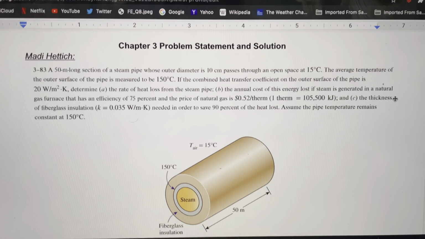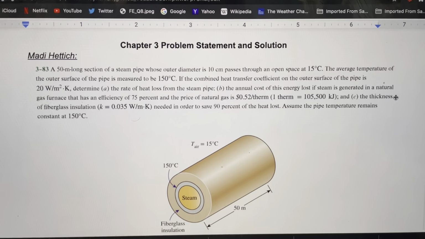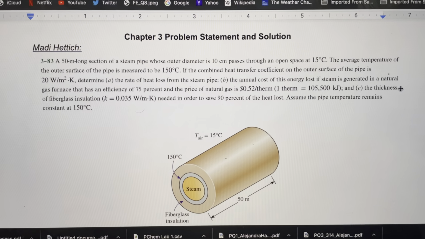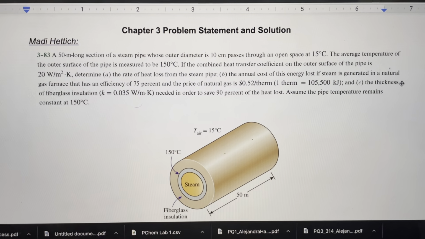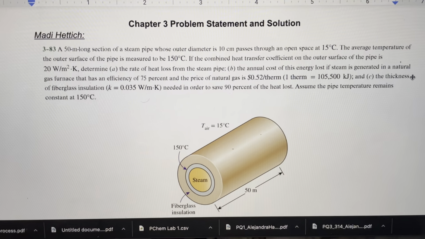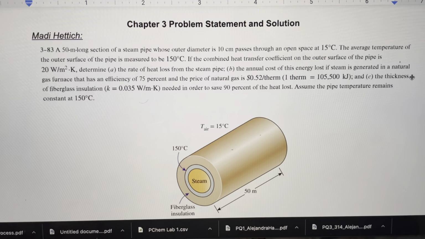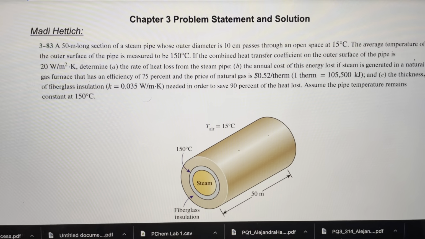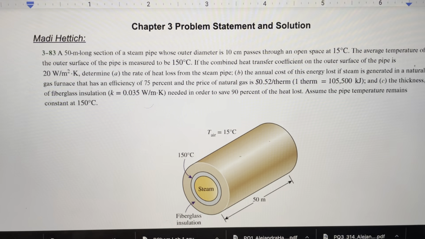Okay, I am Allie Harvey, and I'm going to be reworking Madi Hettich's Chapter 3, Problem 383. The problem is of a steam pipe of known parameters: length, radius, temperature difference, price of heat loss per kilojoule, and our needed efficiencies.